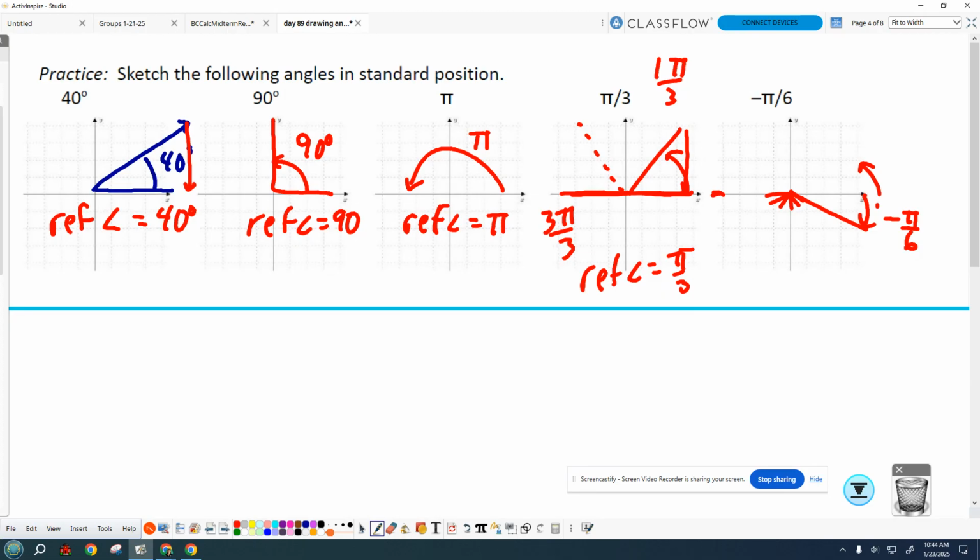Alright, first one where the reference angle's different. Anyone got a guess what the reference angle's gonna be? 30. Okay, keep it in radians. Positive pi over 6, yes. Alright, why is this useful?